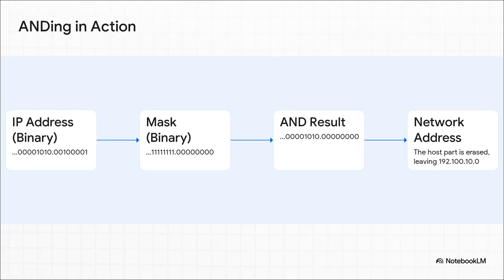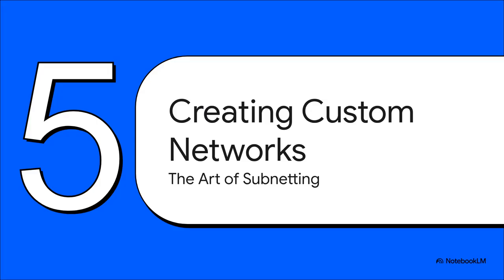Okay, let's see this in action. The computer takes the IP address and the subnet mask and lines them up, one on top of the other, in binary. Then it just does that simple AND operation column by column. But look at the mask. It's all ones over the network part and all zeros over the host part. It acts like a stencil. Wherever the mask has ones, the original IP address bits are saved. But where the mask has zeros, it just wipes out the host information completely. And what are we left with? The pure network address, 192.100.10.0.